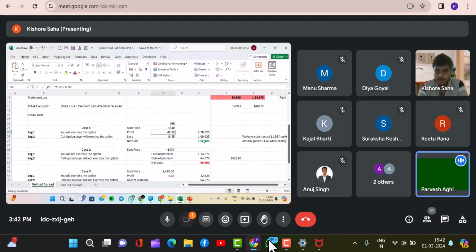Please share this Excel sheet with me on the WhatsApp group so that I can go through it. Okay, sure, sir, I will share this.